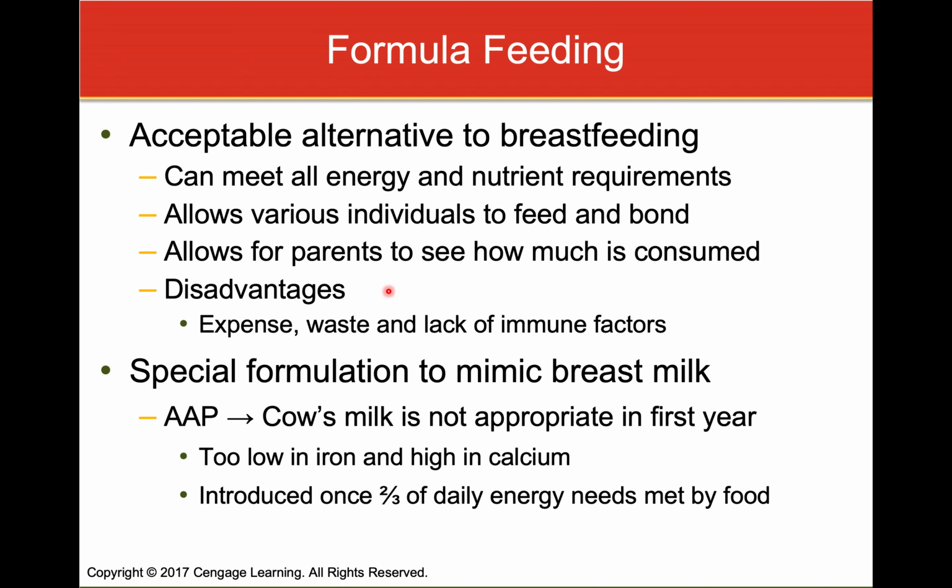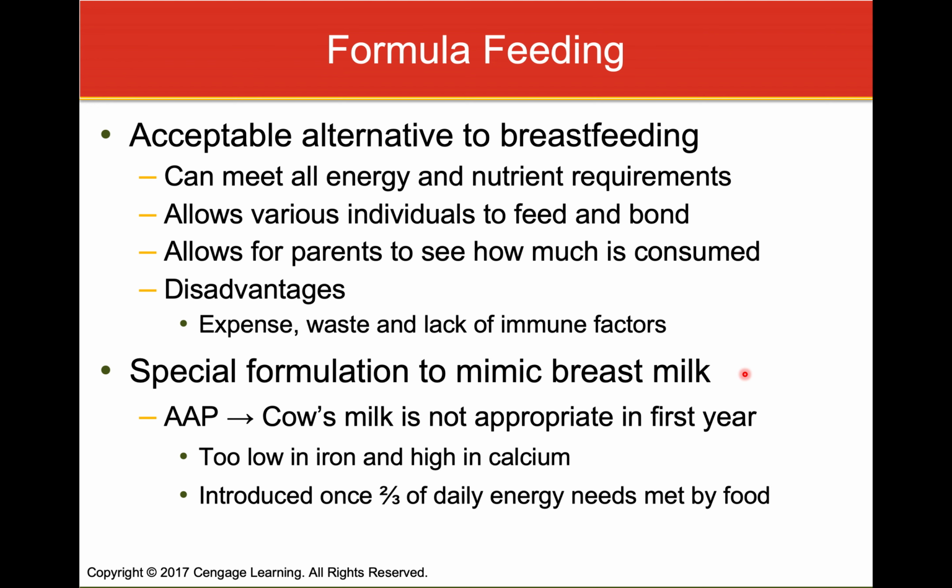It also allows for parents to see how much is consumed. So if the baby is feeding from the nipple of the mother, you're not able to see how much is consumed, but with a bottle you can track. Some disadvantages, right? It's more expensive, it leads to increased waste, and it does not have those immune factors that I mentioned before.